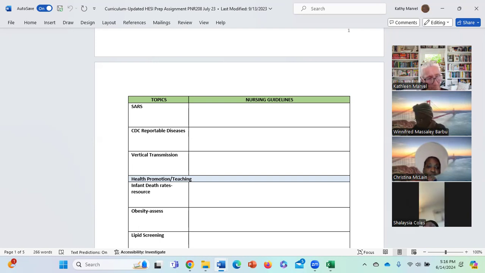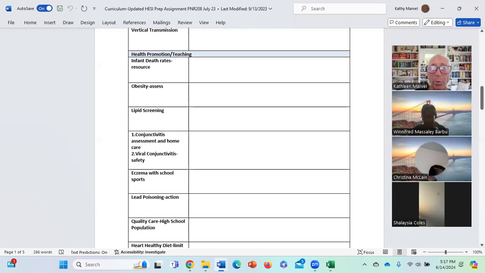Sickness or infection that spreads from a pregnant woman to her baby during pregnancy, childbirth, or breastfeeding. And it could be hepatitis B, Zika virus, HIV.